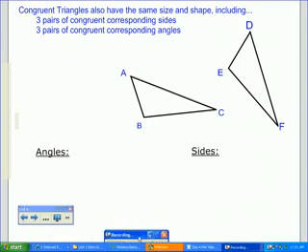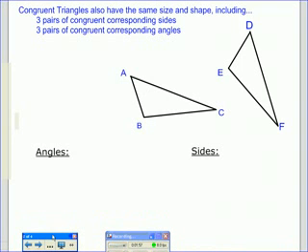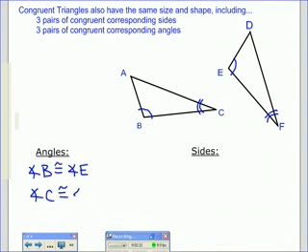But if I know that they're congruent, that implies that they have 3 pairs of congruent angles. So in these two, it would have to be the 2 largest angles, B and E, that are congruent. The pair of the 2 smallest angles are congruent. Angle C is congruent to angle F. And the pair of medium-sized angles are congruent. Angle A is congruent to angle D.